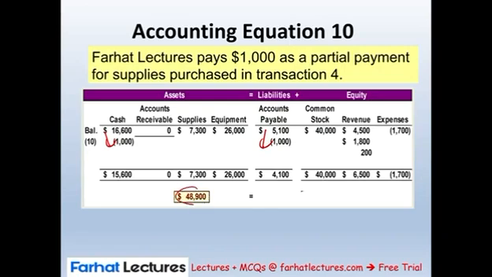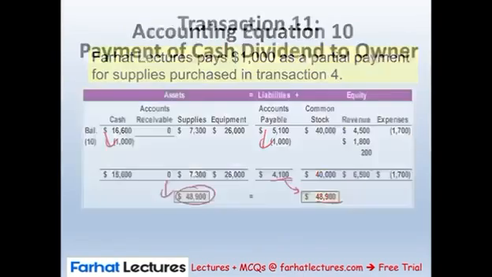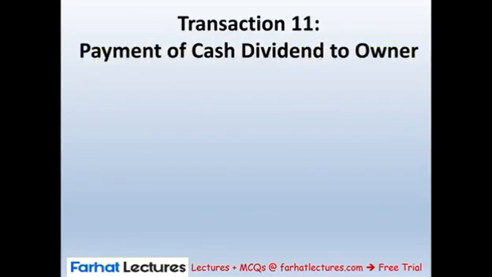Now we have $48,900 of assets. We have less $1,000, but also our liabilities go down by $1,000 as a result. Total liabilities and equity goes down by $1,000 to $48,900. Let's take a look at transaction 11.